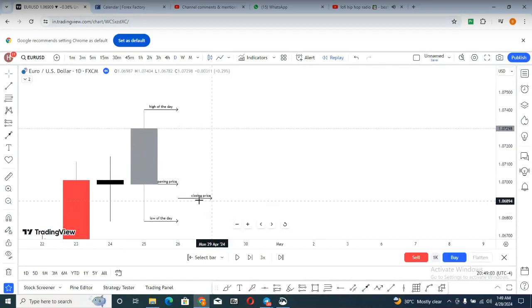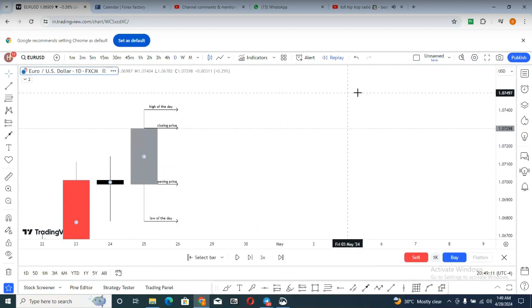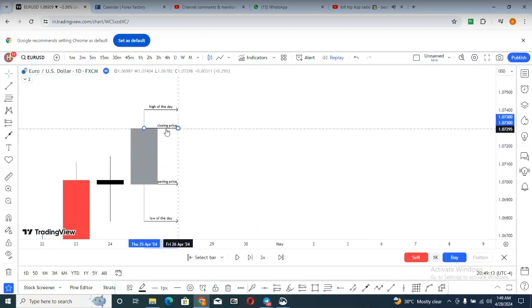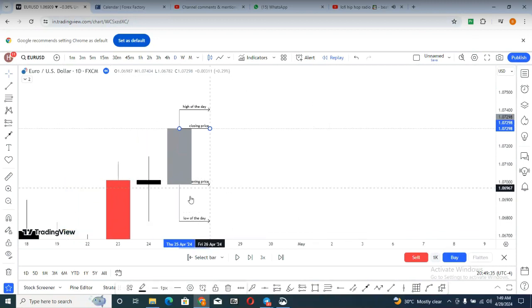And the closing price for the day. I check here when I place my cursor on this candle. Closing price for the day is 298. So now we have our open, low, high, close.